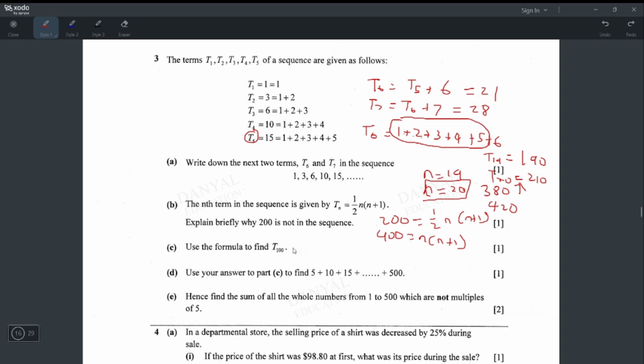So let's use the formula to find T100. And this is a relatively easy question. T100 is just half times 100 times 101. And this would be equal to 5050.